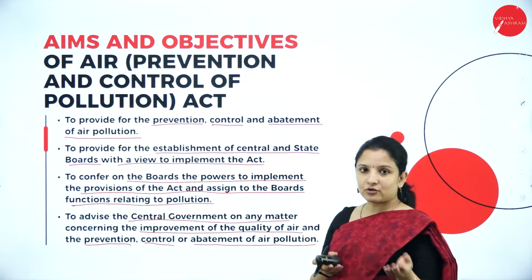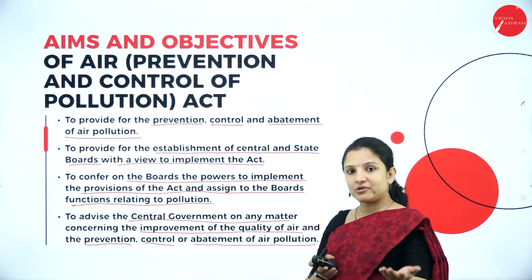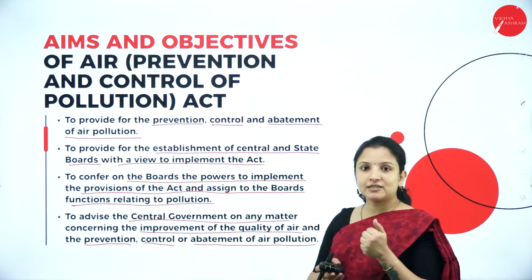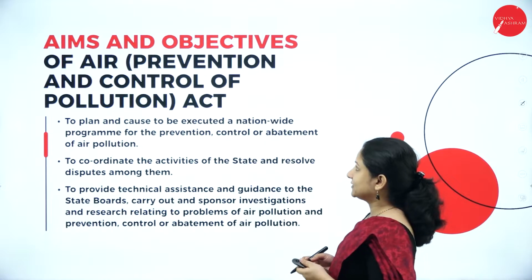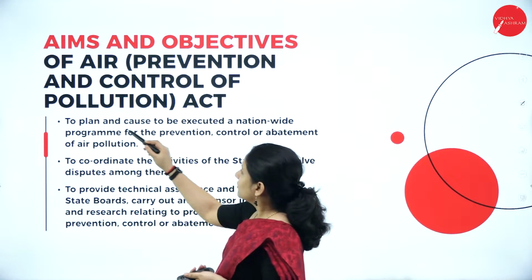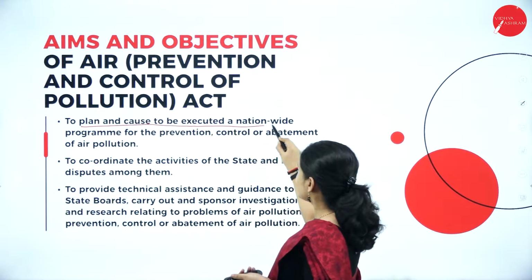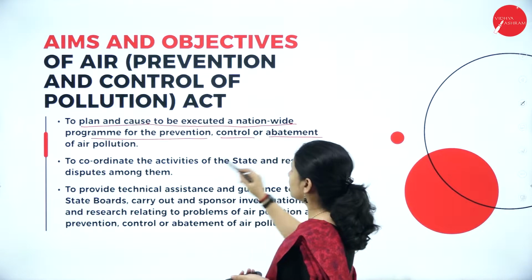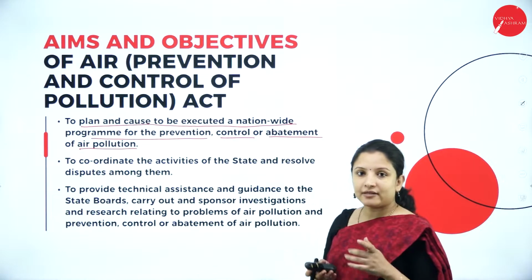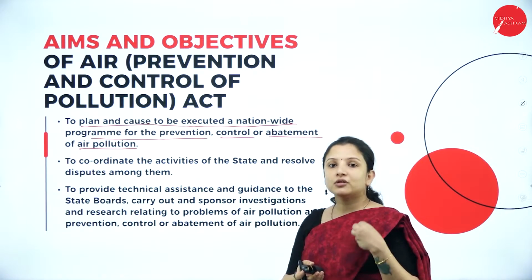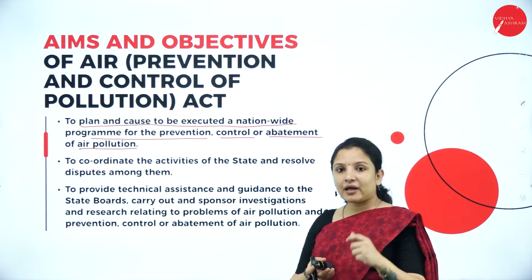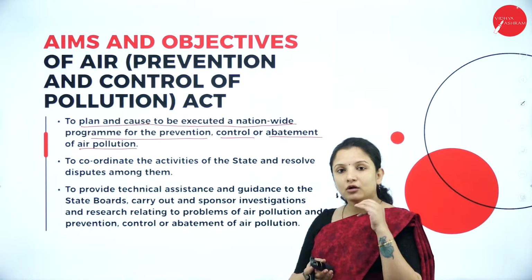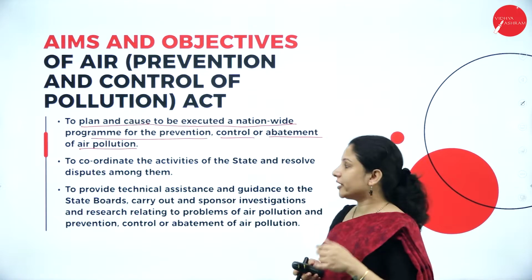A simple example we know is the emission test: if we don't get the emission test done, we need to pay a certain amount of fine, right? All these are set by these pollution control committees. And it plans and causes to be executed a nationwide program for the prevention, control or abatement of air pollution. So they plan to conduct programs throughout the country so that people are made aware of the ill effects caused by air pollution and what laws, rules and regulations are framed for air pollution.